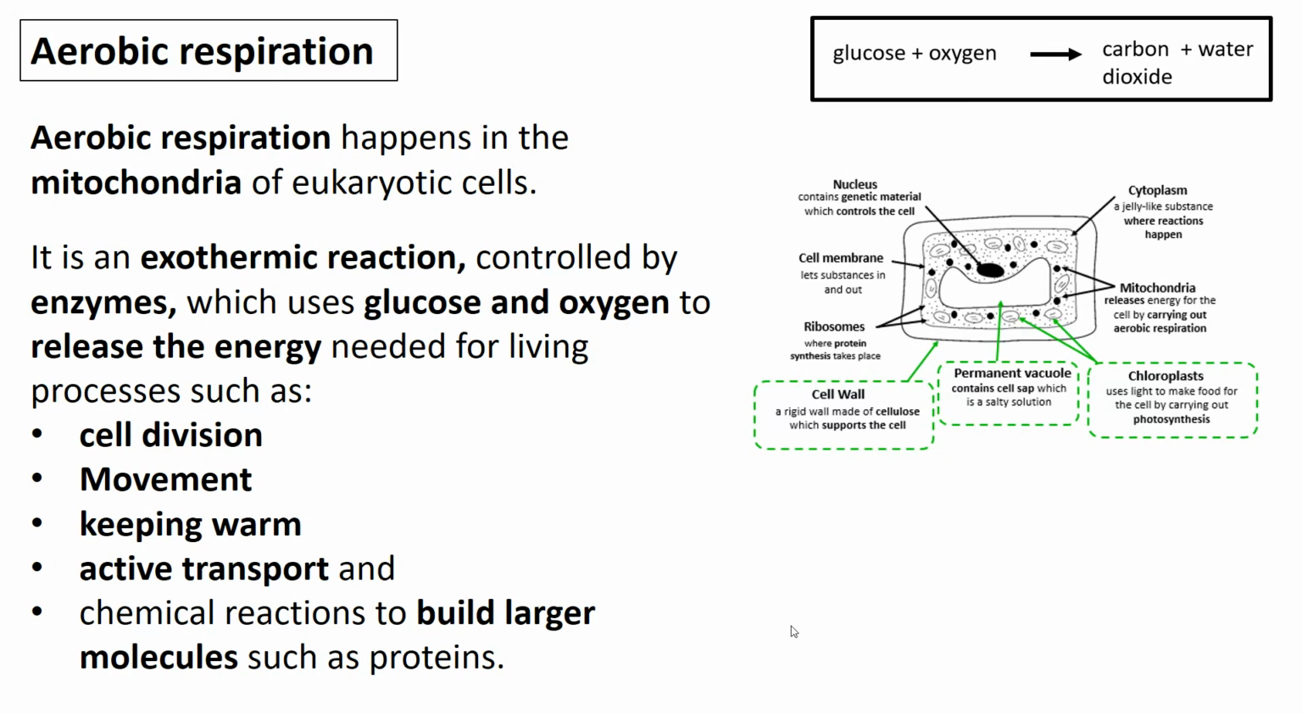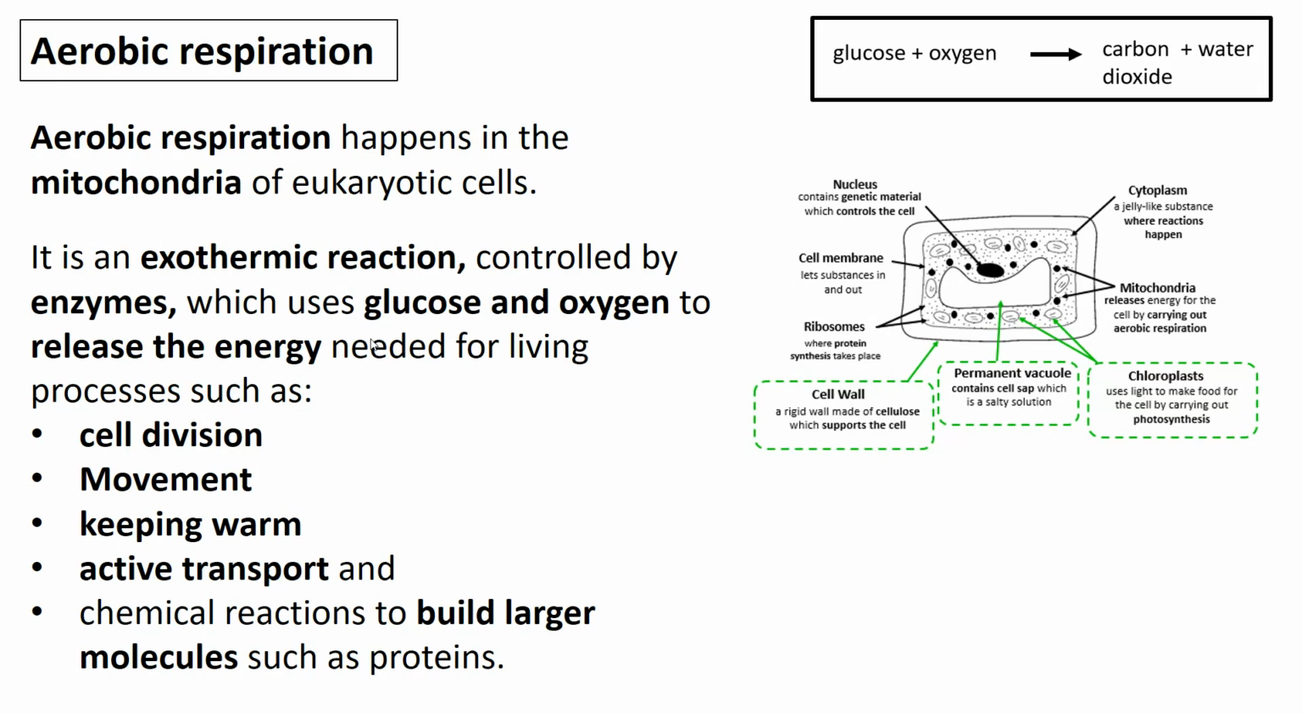So aerobic respiration happens in the mitochondria of eukaryotic cells, and its purpose is to release energy needed for living processes. In doing so, it's an exothermic reaction, so you also get heat energy released. It is also controlled by enzymes, just like photosynthesis. So you've got the same requirements for temperature being pretty stable. Even though this reaction produces heat, that's got to be managed by the animal or plant that it's doing respiration in, because if the temperature gets too high, the enzymes will start to denature.